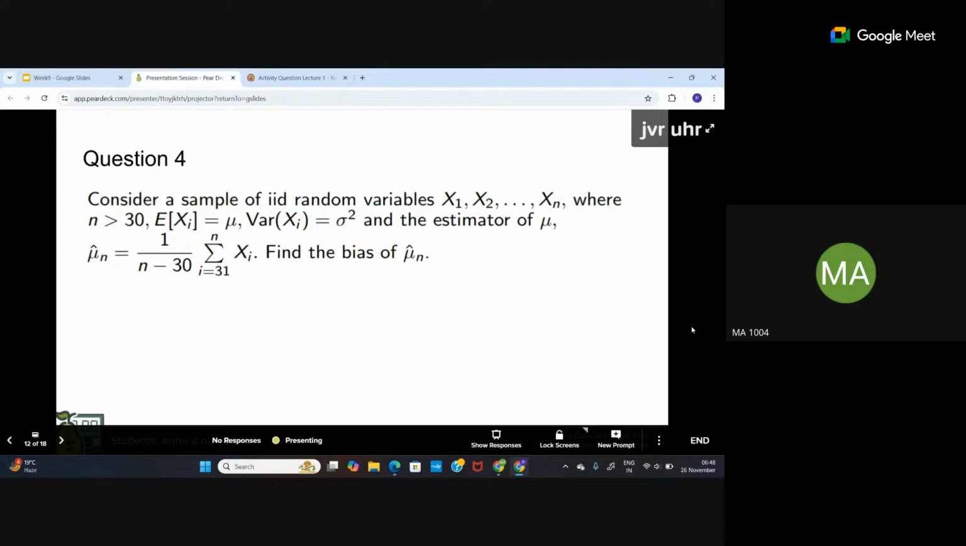So hat generally represents your estimator. This is nothing but your notation.